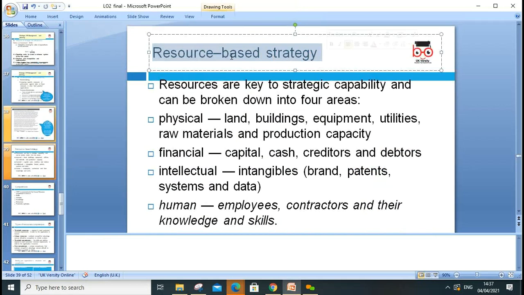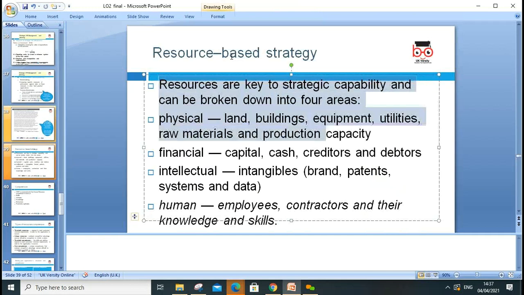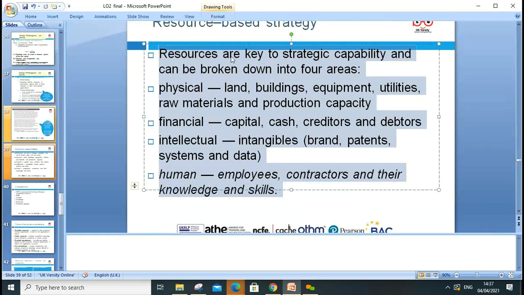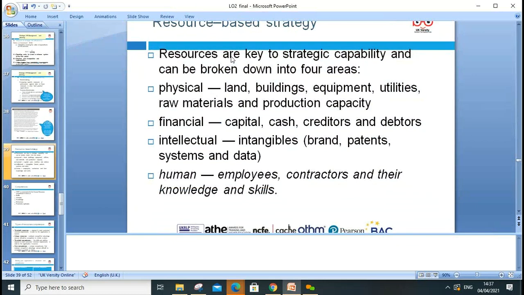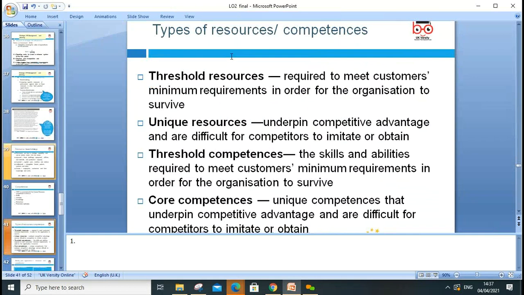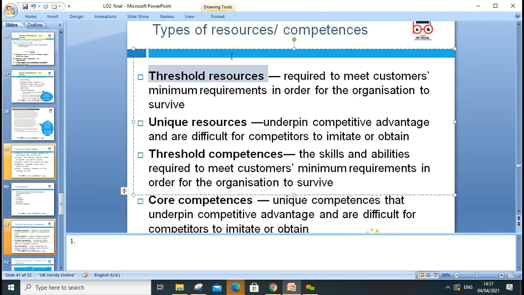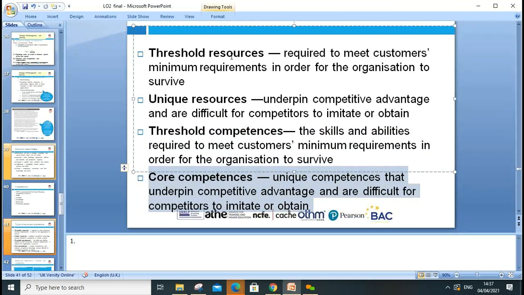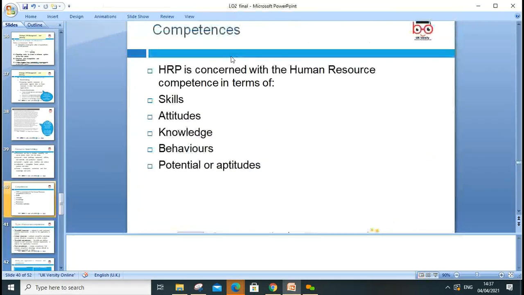Then we have resource-based strategies. We can look at the physical, financial, and intellectual resources, like we discussed with the 3 M's as well. We need to manage these and develop strategies for them. We have to look at the threshold resources to meet the minimum requirement. We need to create unique resources to create a competitive advantage. Threshold competencies are the minimum requirement the organization needs. We need to create core competencies which your competitors can't create, to create the competitive advantage.